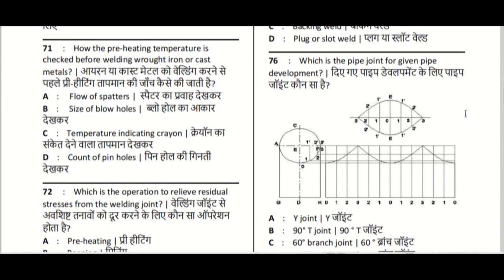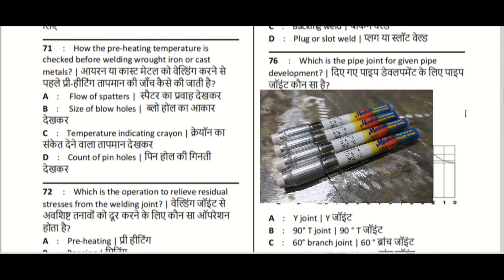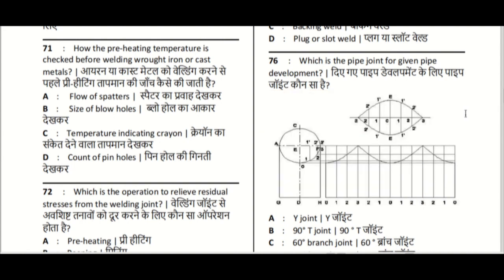How is the preheating temperature checked before welding wrought iron or cast iron metals? Using temperature indicating crayons.